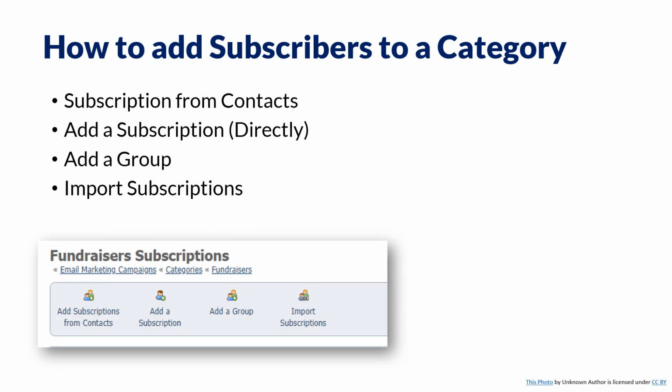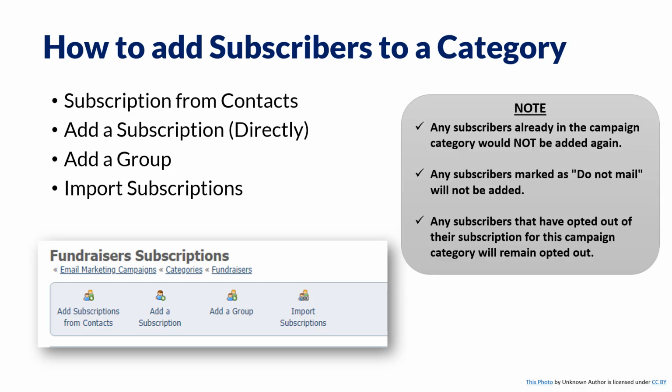There are 4 ways to add subscribers to a category. You can add subscriptions from your contact list, add a subscription directly, add a group, or import subscriptions. Please note, any subscribers already subscribed to the campaign category would not be added again. So, if an email address is already listed in a category, you cannot add them twice.